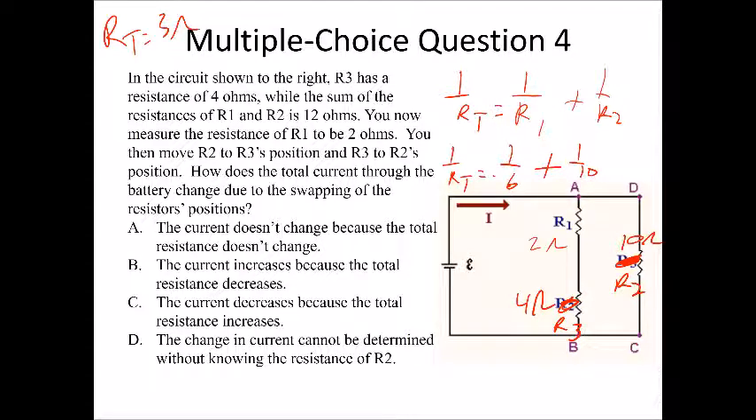All right, we're going to get a common denominator of 60. We're going to add those together. So let's see, that's going to be 10 over 60 and 6 over 60. So that's going to add up to be 16 over 60 equal to 1 over RT. We're going to flip this and this over. RT is going to be equal to 60 over 16, which is about 3.75.